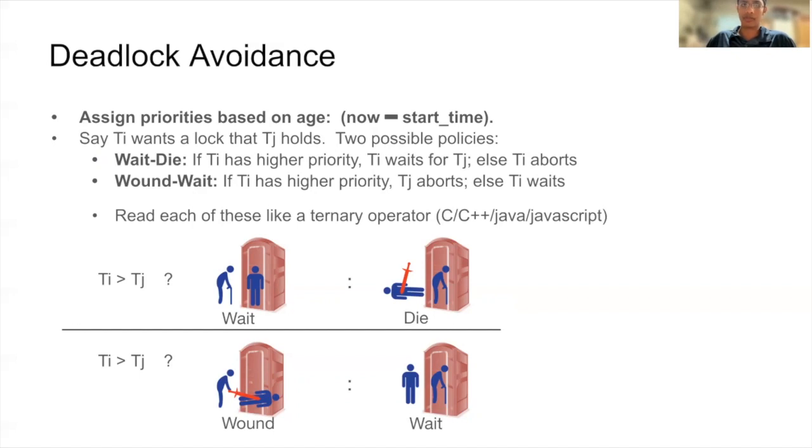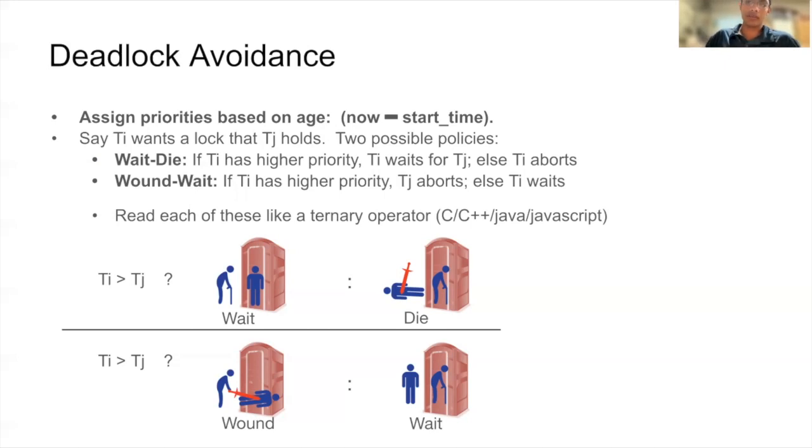Number one is wait-die. If T sub i has a higher priority, if it's older than T sub j, then T sub i will wait for T sub j, else T sub i will abort. The second possible policy is wound-wait, which is basically if T sub i has a higher priority, then T sub j is going to abort, else T sub i will wait.